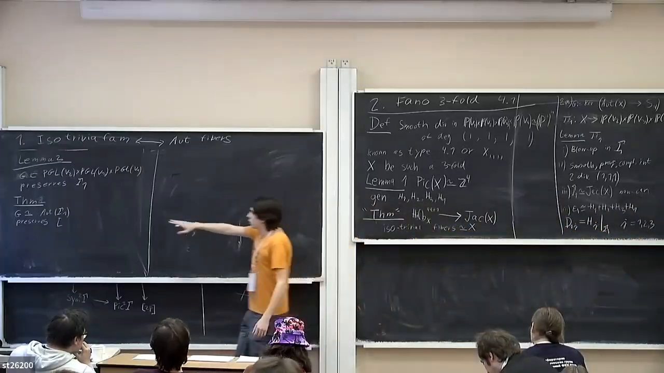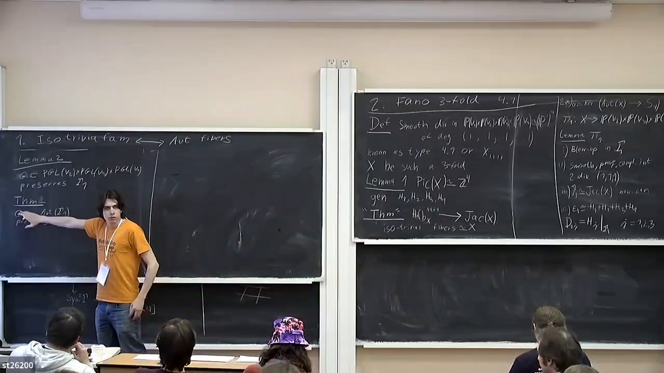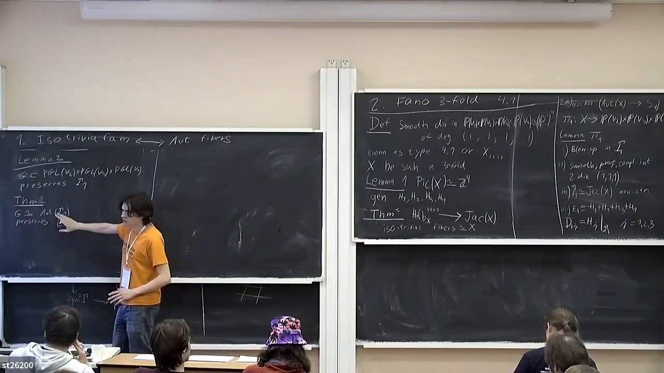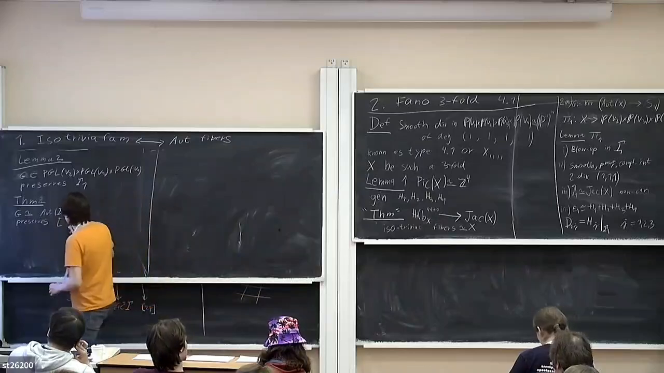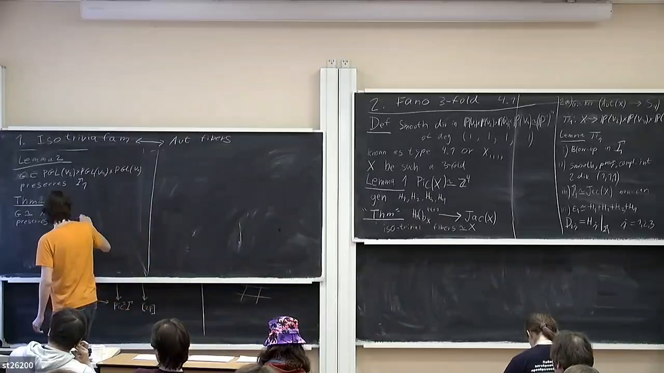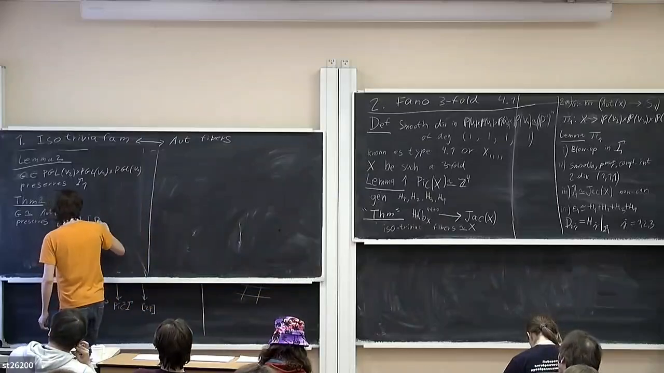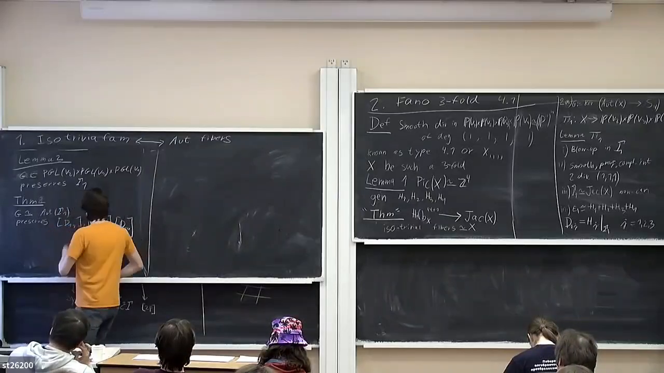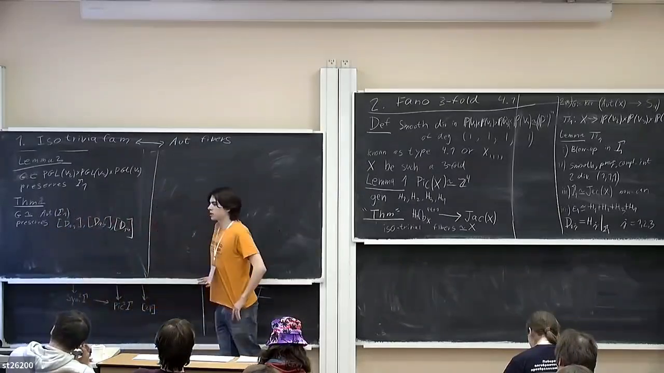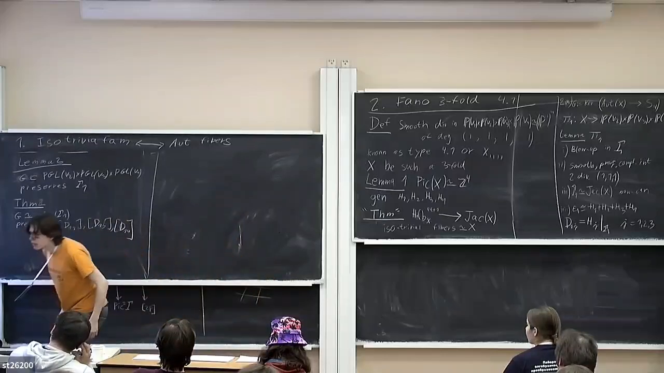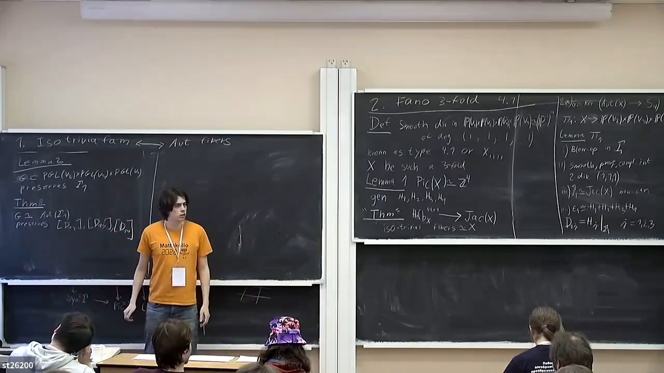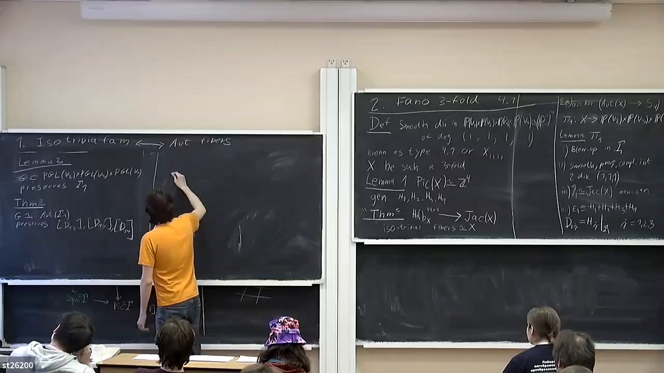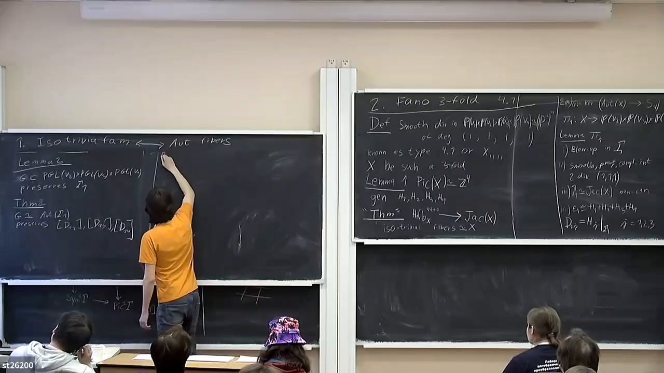And this group of automorphisms of X will be isomorphic to the group of automorphisms of gamma 1 which preserves these classes D11, D12, D13, D14. And the reason for this is the following. So, proof.